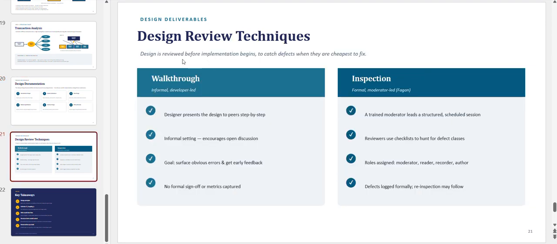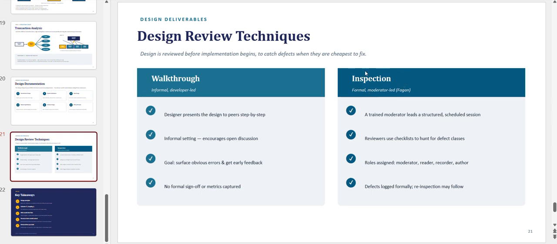Now we will see design review techniques. In this, design is reviewed before implementation begins to catch defects when they are cheapest to fix. In the walkthrough, informal or developer-led, the designer presents the design to peers step by step. The informal setting encourages open discussion. Third one is goal: surface obvious errors and get early feedback. Fourth one is no formal sign-off or metrics captured.